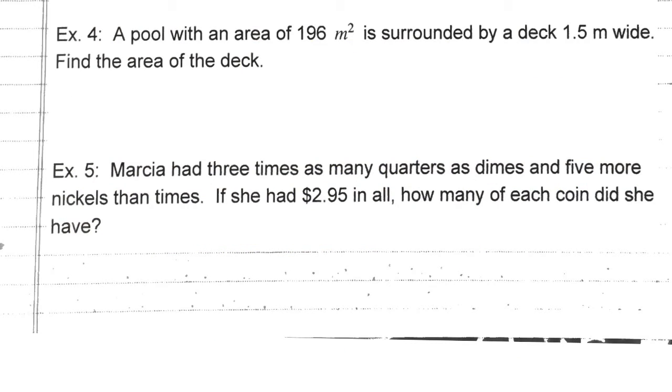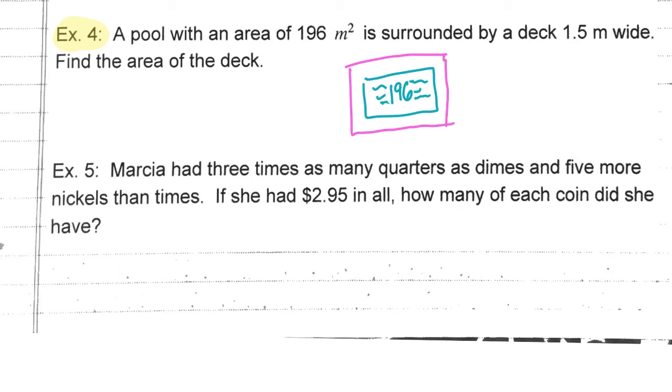All right, moving on to the next one, example 4. We are right here on example 4. And it says a pool with an area of 196 meters squared. Well, let's draw our pool. We just did this in 4-8. Here is my pool. And we know that the area, oops, probably should leave some room for the area, is 196 meters squared. That's the rest of my pool. And it's surrounded by a deck 1.5 meters wide. So I know that from here to here is 1.5. From here to here is 1.5.